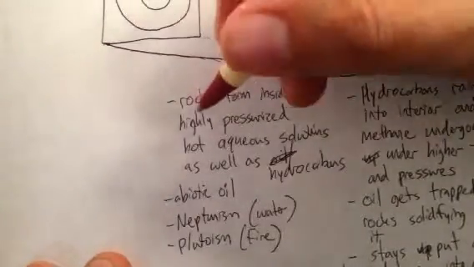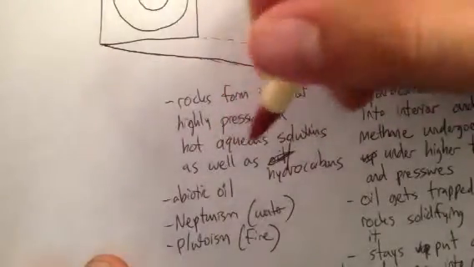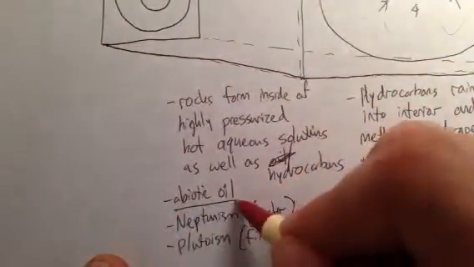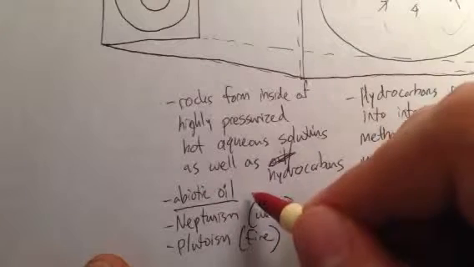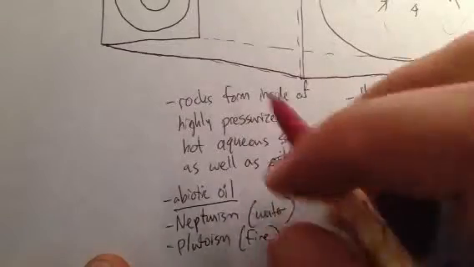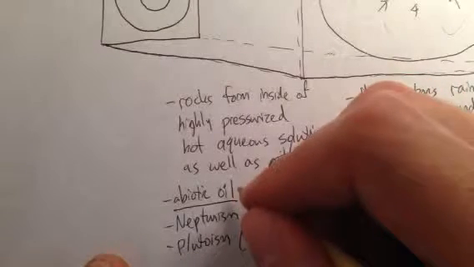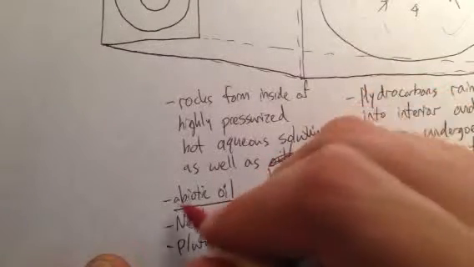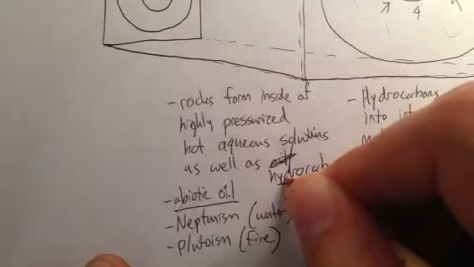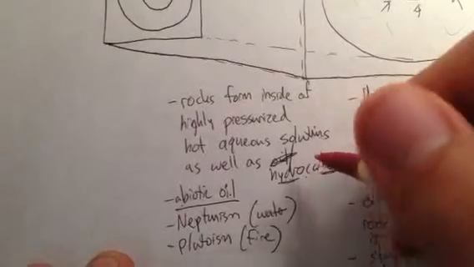I want to restate this again. The rocks form inside of highly pressurized, hot, aqueous solutions, as well as hydrocarbons. So oil and natural gas formation are abiotic, meaning non-biological processes. The processes that form coal, on the other hand, like bituminous coal, and there's another word for the harder coal, anthracite, form from decomposing plant and animal matter. But oil and natural gas are hydrocarbons. They have hydrogen in them. They're not pure carbon, meaning the processes through which these form are not related to life decomposing at all.